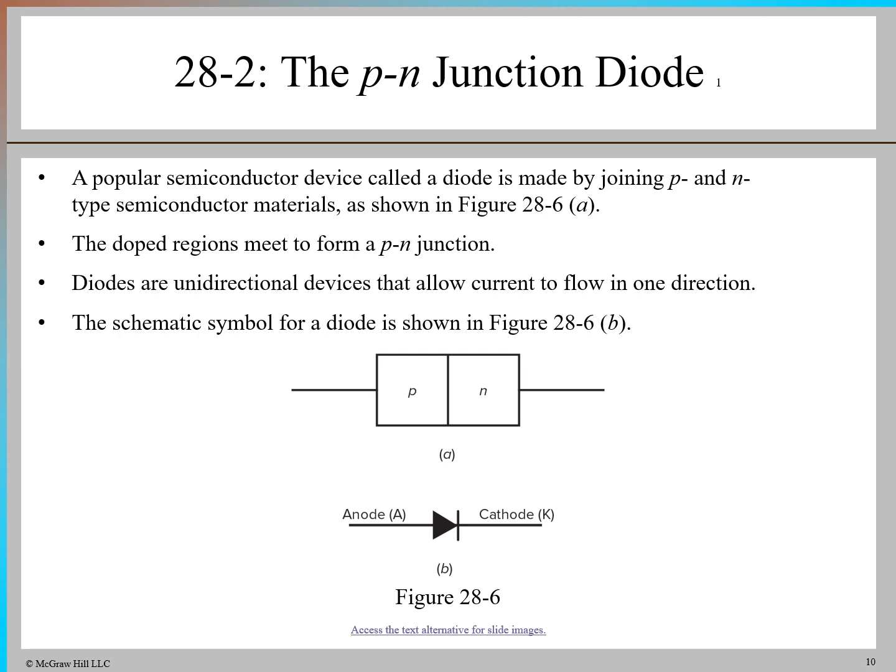The p-n junction diode is a crucial semiconductor device that combines p-type and n-type materials. These two differently doped regions form what we call the p-n junction, where the p side is known as the anode and the n side is known as the cathode. Diodes allow current to flow in only one direction, making them unidirectional. The schematic symbol for a diode indicates the anode as the p side and the cathode as the n side. This structure controls the flow of electricity in circuits, making it essential for applications like rectification, signal modulation, and more.